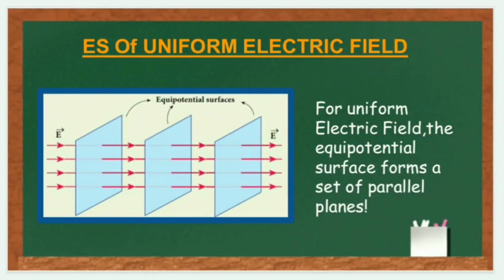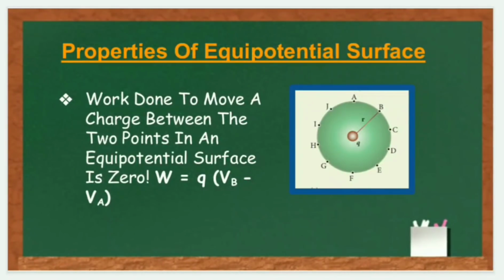Okay, now think over what the equipotential surface will be in the case of a dipole. So take it as your homework, think over it and tell me. Now we are going to pass on to the properties of equipotential surface. So we are going to discuss two properties. Let us discuss them one by one. Look at the first one.